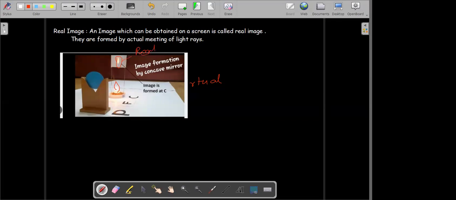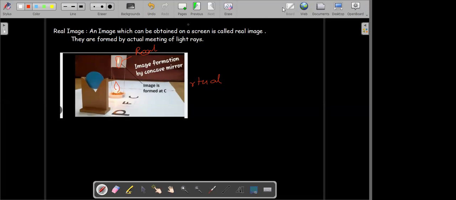It's not a virtual image. Can you try this? If you try this with the help of a plain mirror, you won't be able to get such an image. You won't get an image here on the paper.